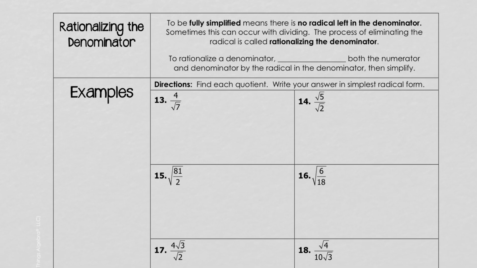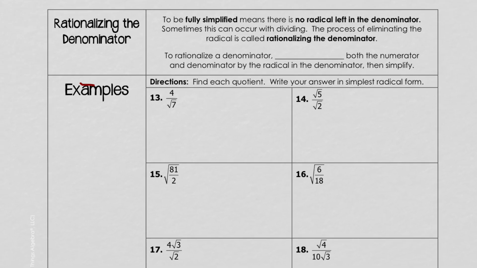We do not want square roots in our denominator. To be fully simplified means there is no radical left in the denominator. Sometimes this can occur with dividing. The process of eliminating a radical is called rationalizing the denominator. To rationalize a denominator, multiply both the numerator and the denominator by the radical in the denominator, and then simplify.